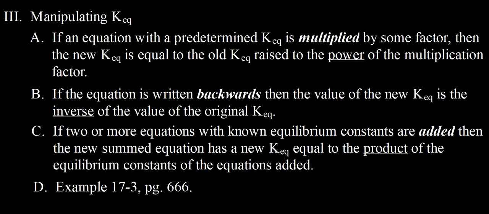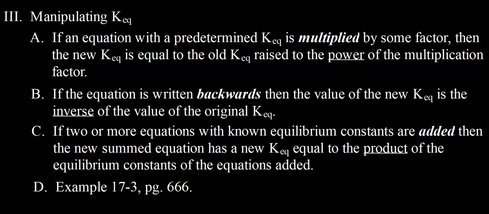All right, so let's take a look at how we can manipulate KEQ, to make some calculations a little bit easier instead of having to redo the whole equilibrium expression. So it says, if an equation with a predetermined equilibrium constant is multiplied by some factor, so you double an equation, you triple an equation, then the new KEQ is equal to the old KEQ raised to the power of the multiplication factor. If you don't believe me, take a balanced equation, write the equilibrium expression, double each coefficient, and you'll see that the KEQ then would just be the square of the original KEQ.